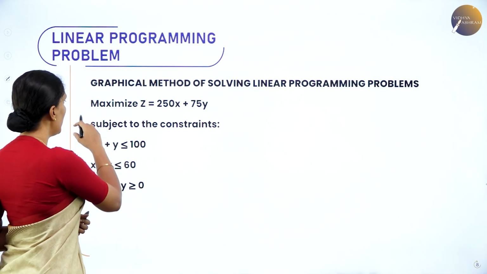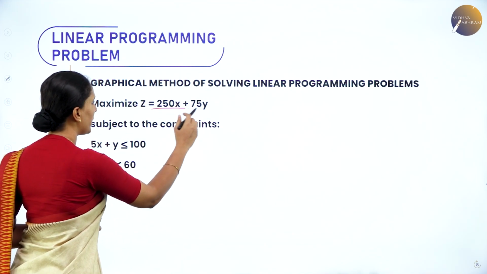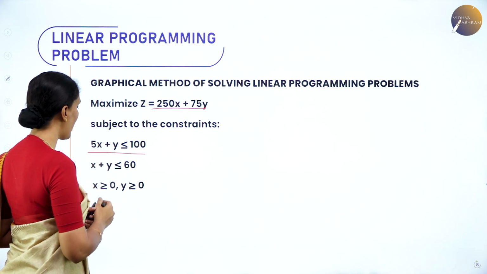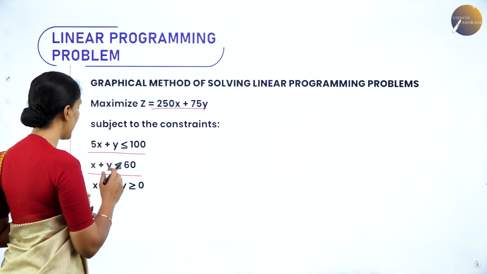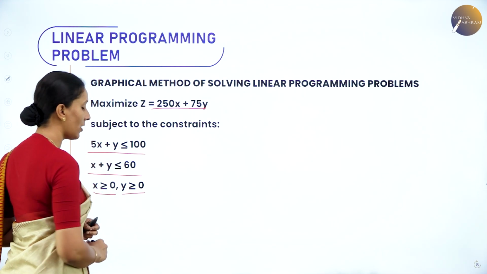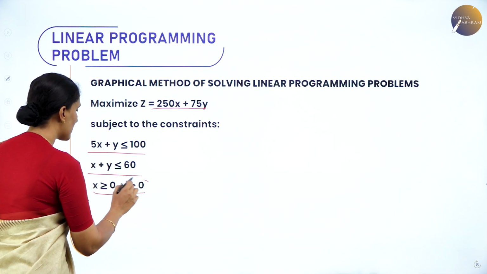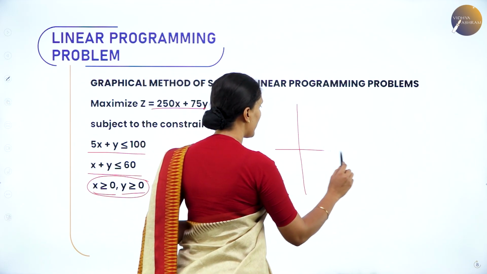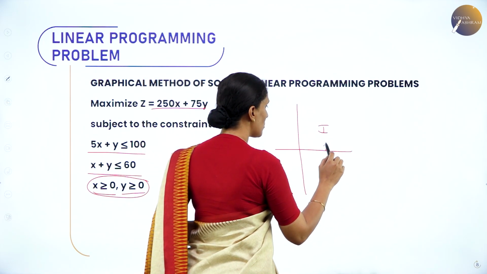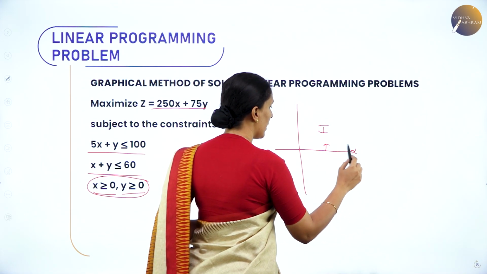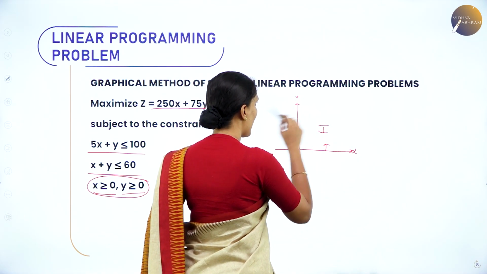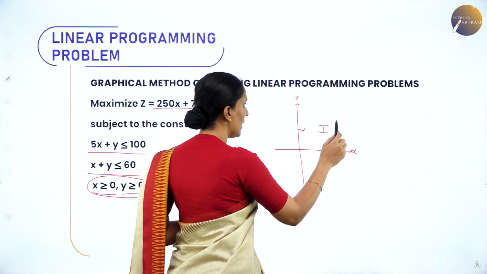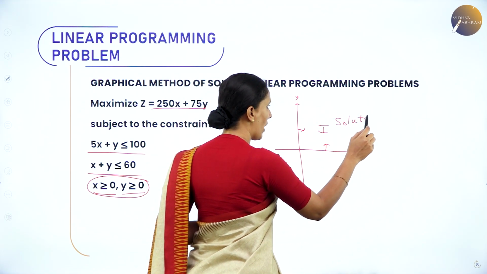So what is the question here? Maximize z equal to 250x plus 75y subject to the constraints 5x plus y less than or equal to 100, x plus y less than or equal to 60, x greater than or equal to 0, y greater than or equal to 0. Graphically, x greater than or equal to 0, y greater than or equal to 0 always represents the first quadrant, because here it is the x axis and here it is the y axis. So the solution lies only in the first quadrant.